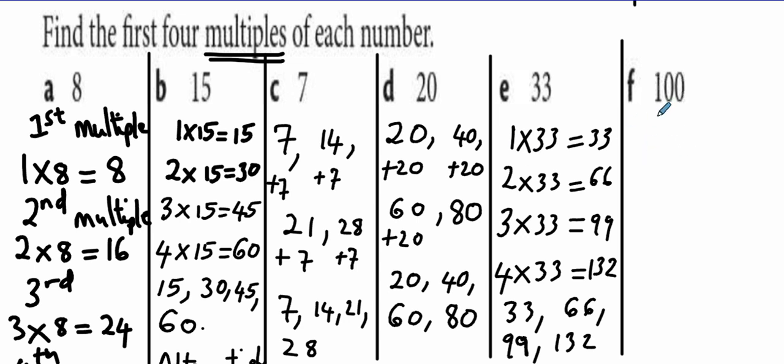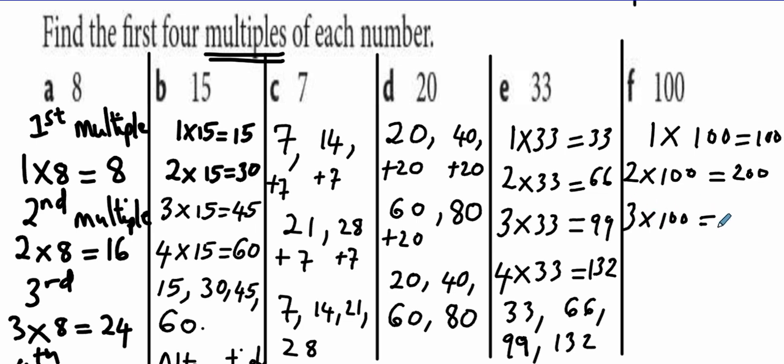Without wasting time, let me use the concept of multiplication to find the first 4 multiples of 100. This will be the first multiple of 100. Just take 1 multiplied by 100. This gives you 100. To get the second multiple of 100, you do 2 times 100, and this gives you 200. To get the third multiple, do 3 times 100. This will take you to 300. And then you do 4 times 100 for the fourth multiple of 100. 4 times 100 will give you 400.